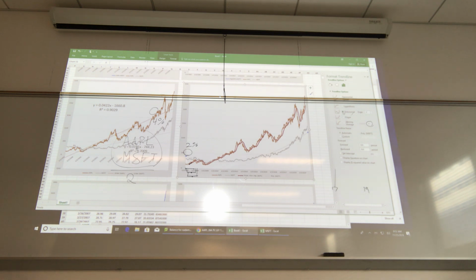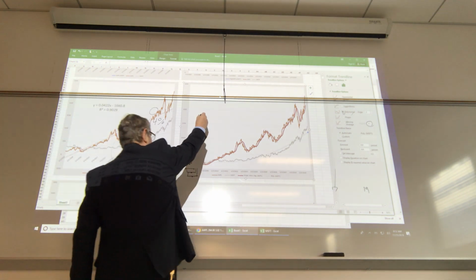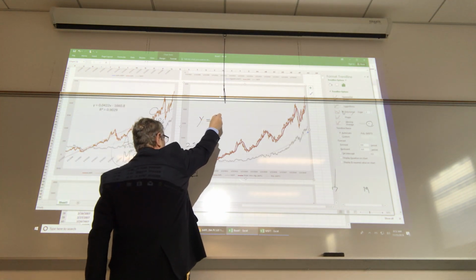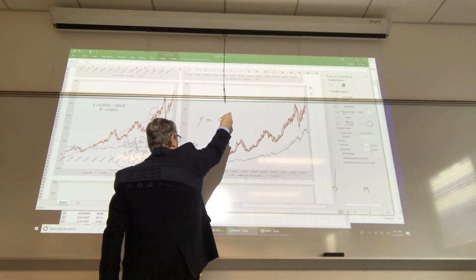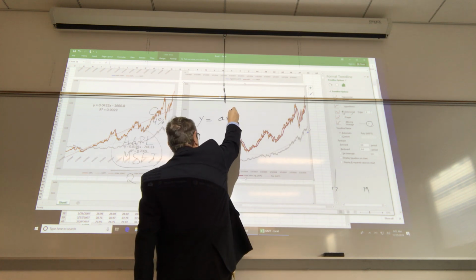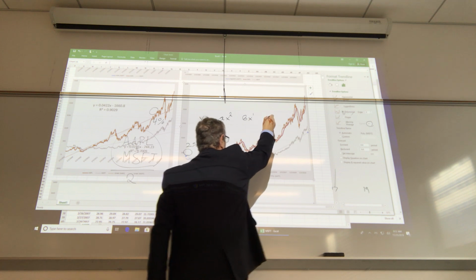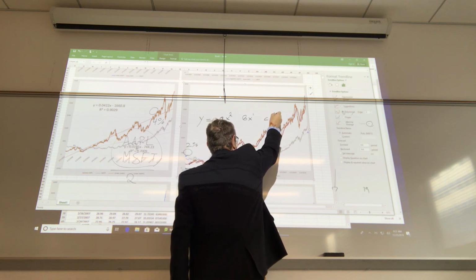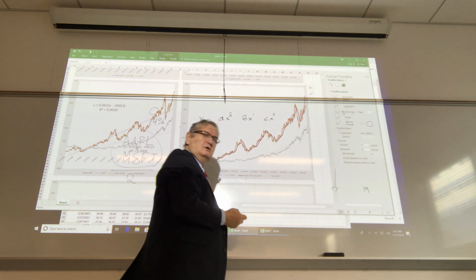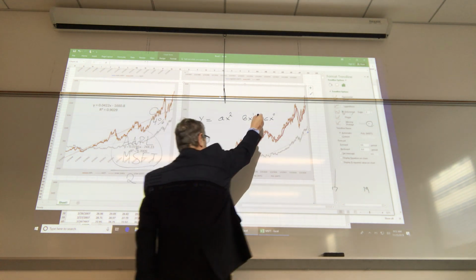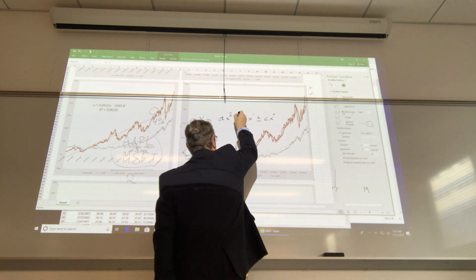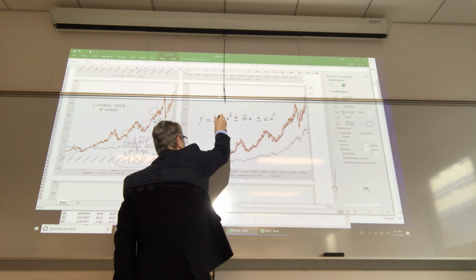A polynomial of order 2 is something that is written y is equal to ax to the power of 2, plus bx to the power of 1, plus c x to the power of 0. And you can have plus or minus signs.